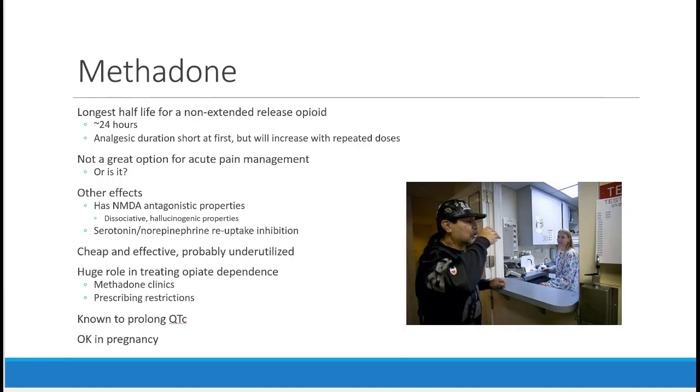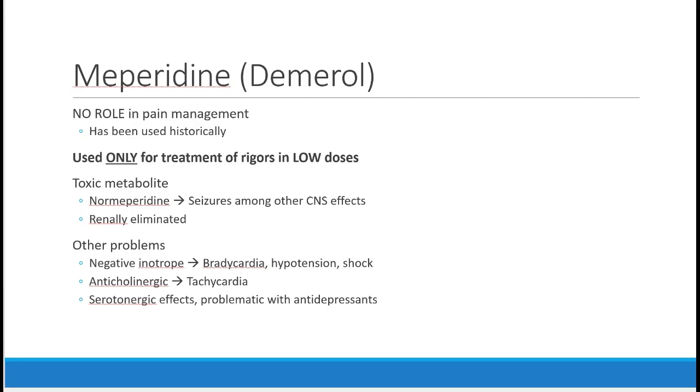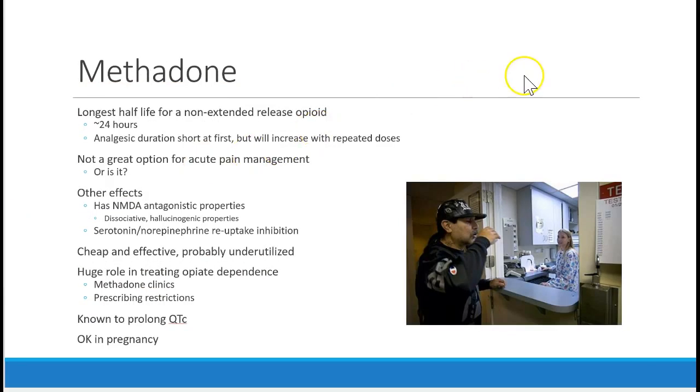If we go back to our onsets, you can see methadone actually has a pretty fast onset compared to some of the other medications. It's actually fairly similar. It's not all that far behind. It's actually right on the track of hydromorphone if you look at it that way. So it's got a pretty fast onset. But I think people think of methadone most commonly as a medication associated with treating opioid dependence.